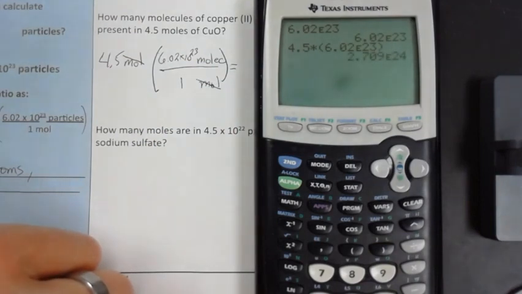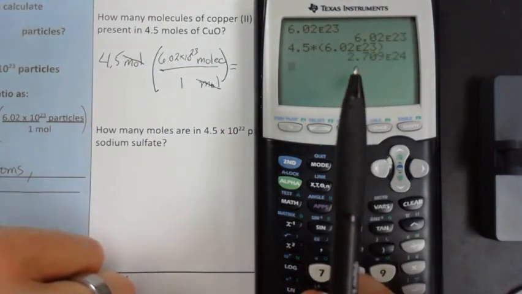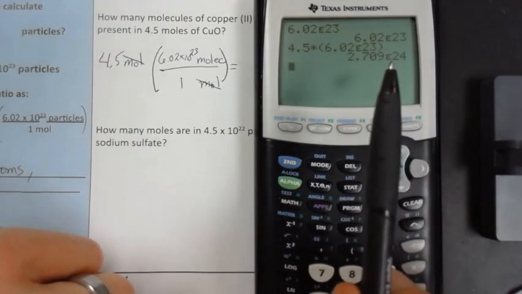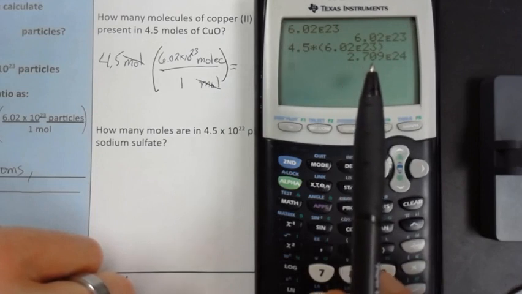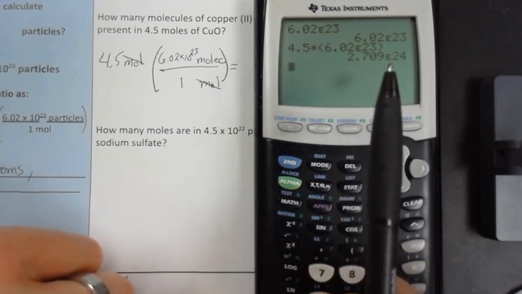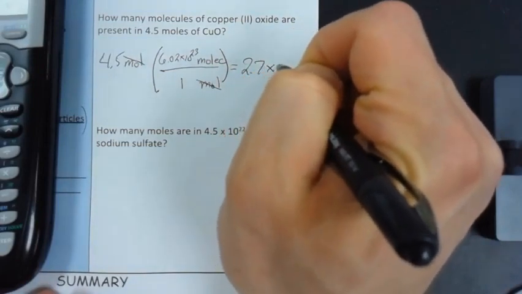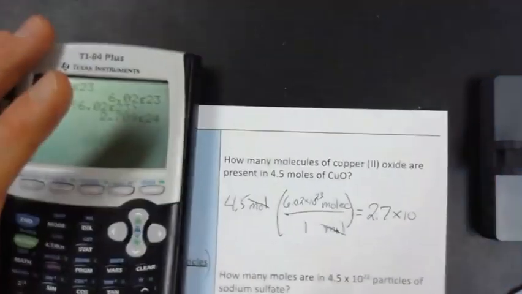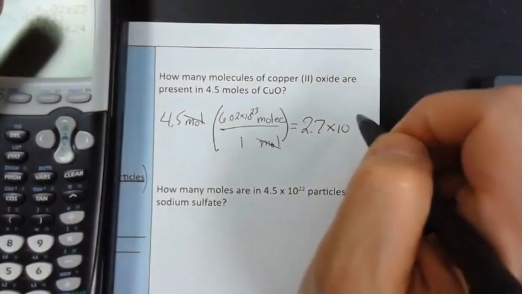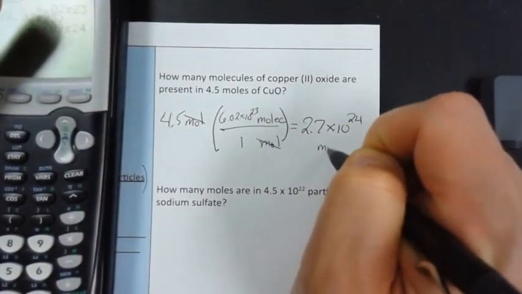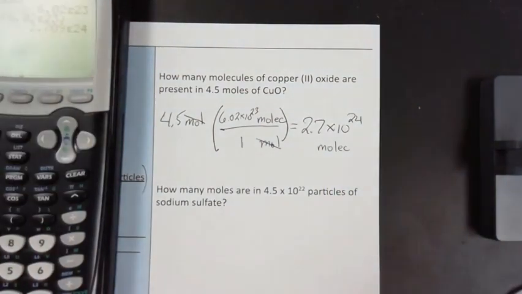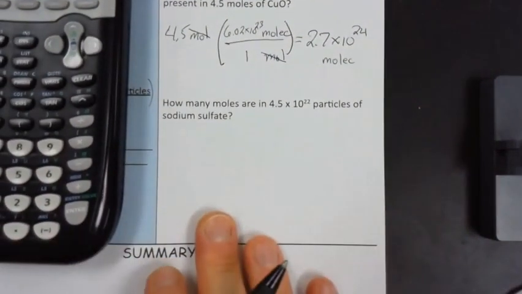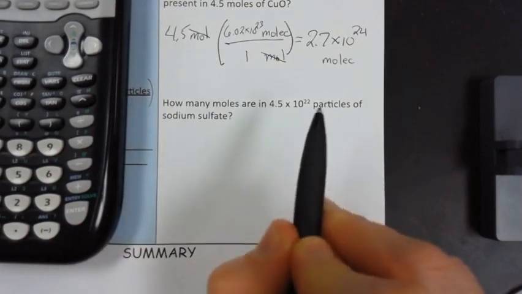So we're going to hit enter, and then we have to watch, because now we're looking at answers that are going to be these really large scales. We have to look for that E in our final answer. So it's not the answer 2.7. It's actually 2.7, and then the E stands for times 10. So it's 2.7 times 10, and then it was E24. So 2.7 times 10 to the 24th molecules.